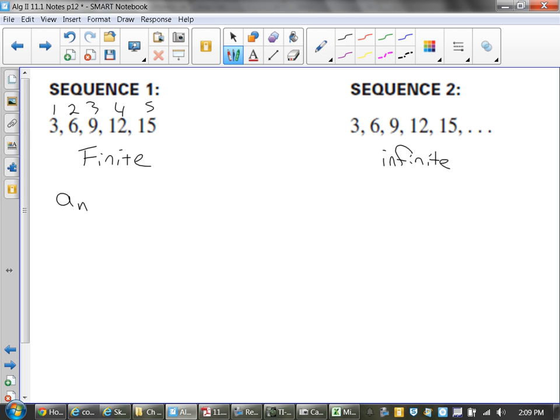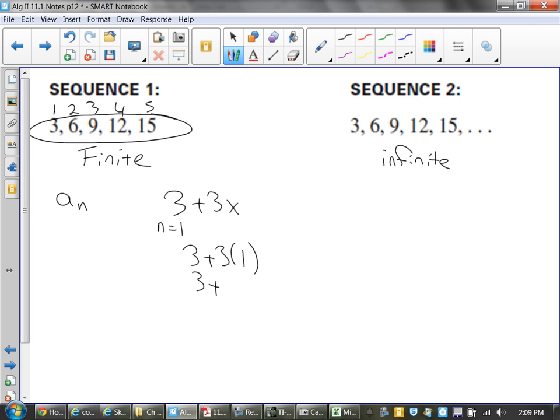Here's where things are going to start. When you're trying to figure out how to write this in terms of an equation, how do you get those terms? If you're saying 3 plus 3x, where you're starting at the first term, if I started at n equals 1, that means it'd be 3 plus 3 times 1, 3 plus 3 times 2, 3 plus 3 times 3. See what I'm saying here? It would just be 3x.